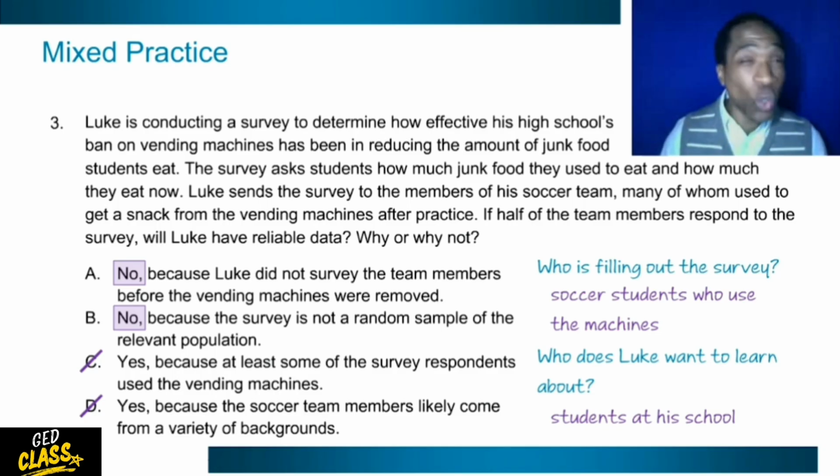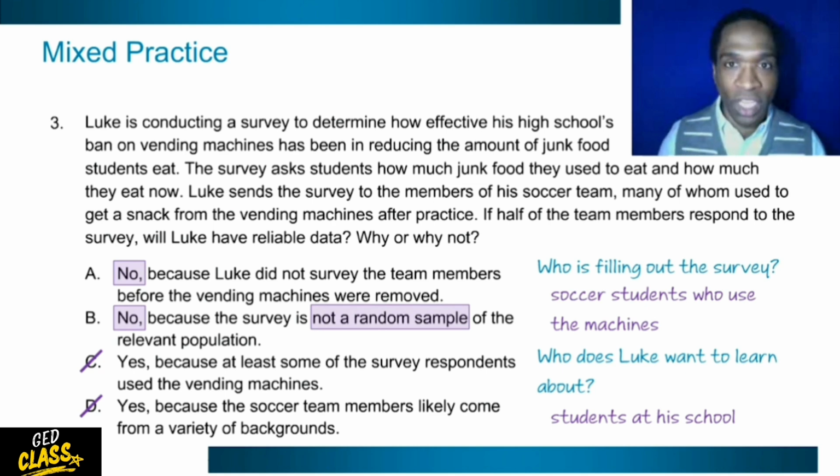Well, look at choice B. It mentions it's not a random sample of the relevant population, which goes to what we talked about earlier for samples. They need to be both random and representative. So B is correct. Yes. So you can start to see how laying the foundation earlier in this session pays off in the actual questions. And this is something you'll continue to see as you practice moving through the test day.